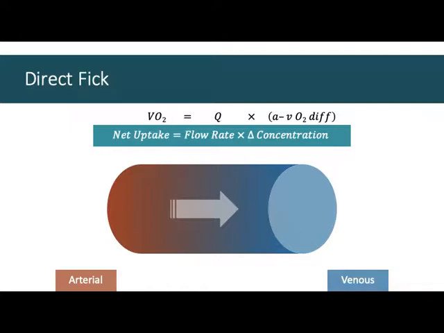VO2, the definition of which you've learned in X-Phys, is the rate that oxygen is consumed at the whole body level. The net uptake of oxygen at the whole body level is equal to the flow rate of oxygen through the blood on that conveyor belt system throughout the body. And then the change in concentration. How much delivery does the tissue see? How much is extracted? And then what passes on to be recirculated back to the heart?